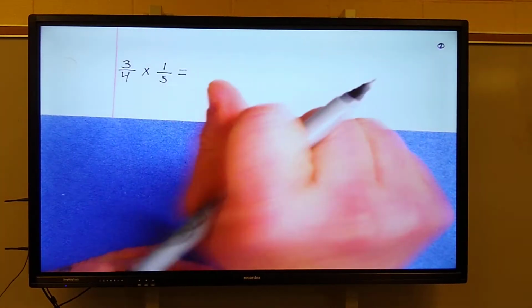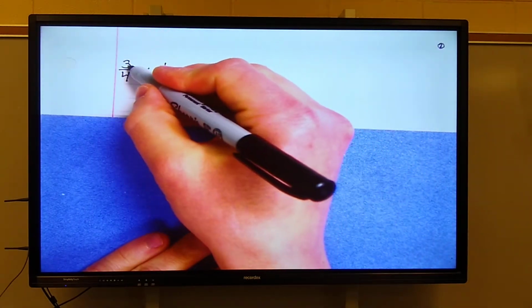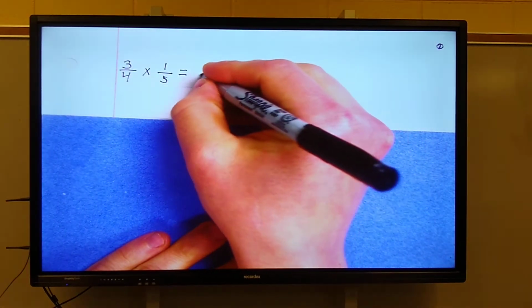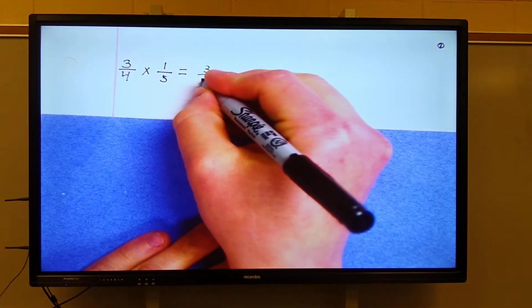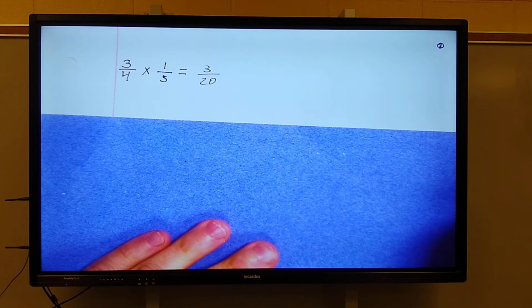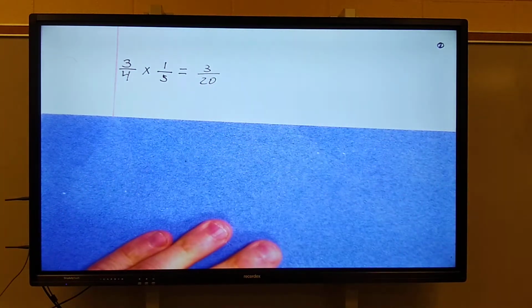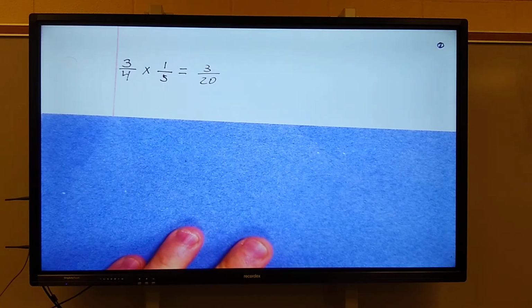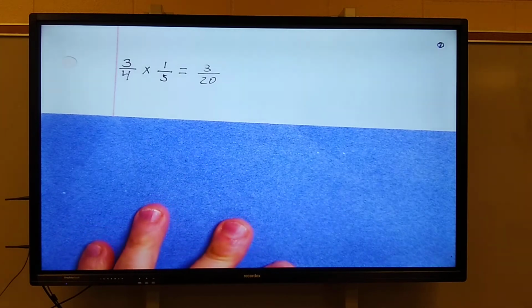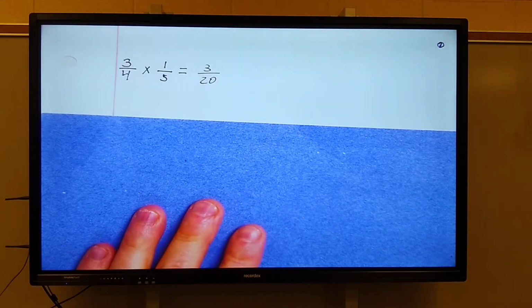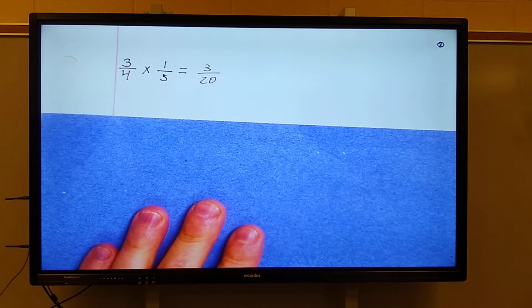Remember, all you have to do is numerator times numerator. 3 times 1 is 3. Denominator times denominator. 4 times 5 is 20. Ask yourself the question, is it an improper fraction? The answer is no. Does it need to be simplified? Or is it in simplest form? It is in simplest form. So I'm finished. 3 over 20.